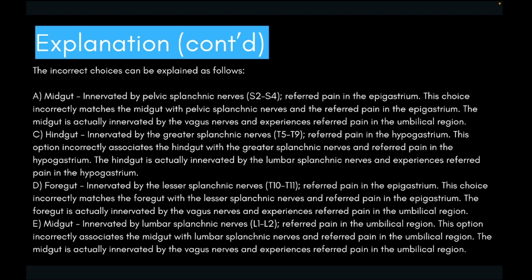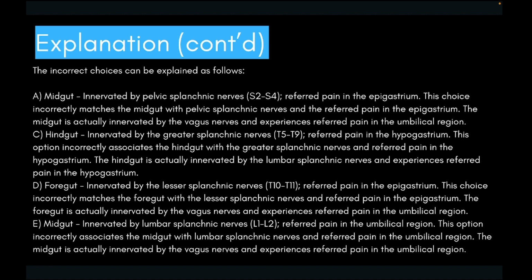Foregut, innervated by the lesser splanchnic nerves T10 to T11, referred pain in the epigastrium. This choice incorrectly matches the foregut with the lesser splanchnic nerves and referred pain in the epigastrium. The foregut is actually innervated by the vagus nerves and experiences referred pain in the umbilical region.